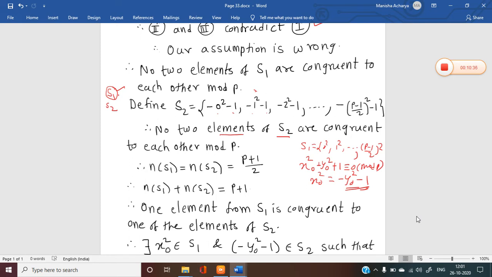Now clearly the number of elements in S1 is equal to (p plus 1)/2. I have explained you this. And similarly the number of elements in S2 is also (p plus 1)/2. कारण इथे तुम्हाला 0, 1, 2, 3 up to (p minus 1)/2.